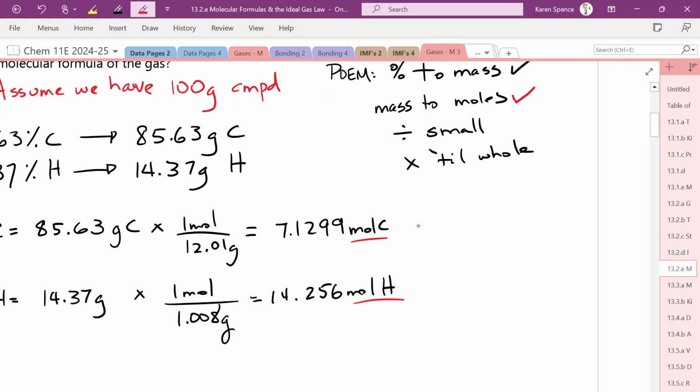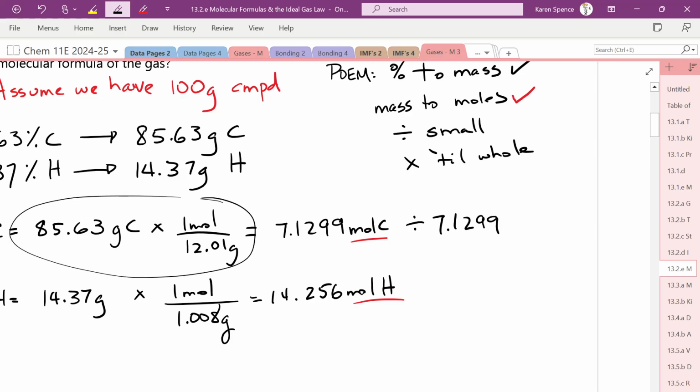And remember, you cannot just say, what would happen if I did this? Is this good? Can I do that? No, because otherwise that would say that this calculation is equal to 1, which it isn't. So what we're going to do is put a little line here, and I'm going to divide by 7.1299. Okay, and so that's going to give me 1 here.